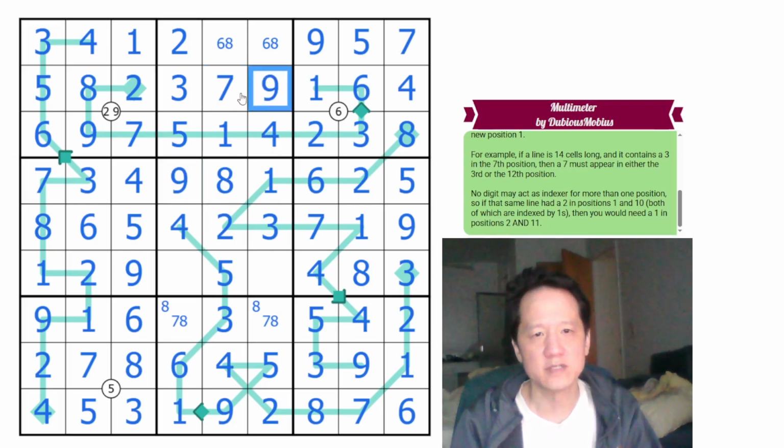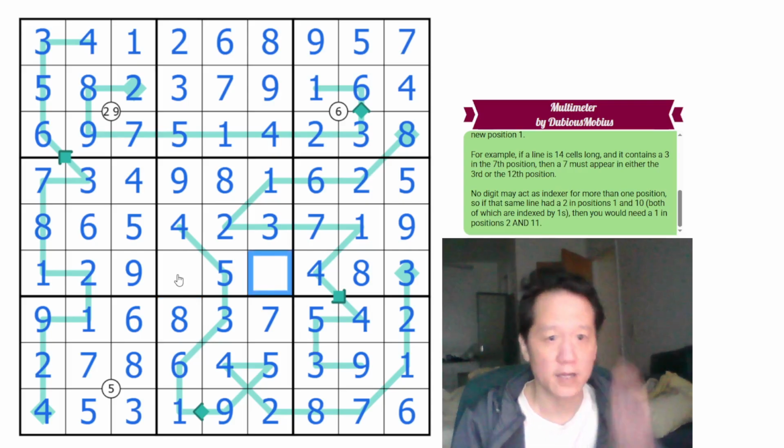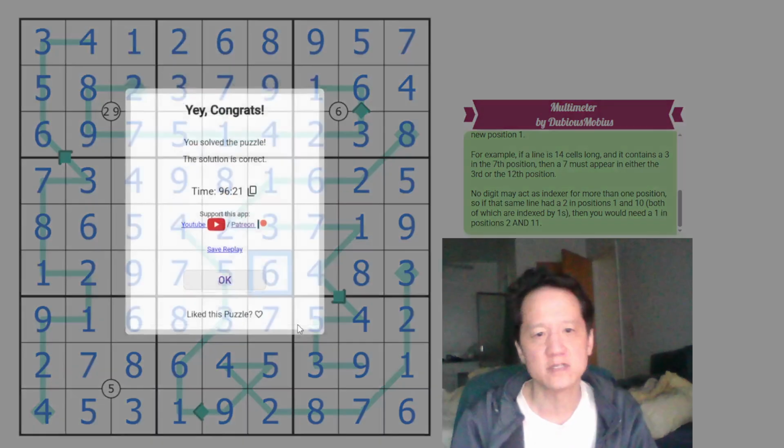This 7 makes this a 9. This 8 makes that a 6, which makes that an 8. Therefore this is a 7, that's an 8. And we should have the remaining digits. This has to be 7, and this is a 6.